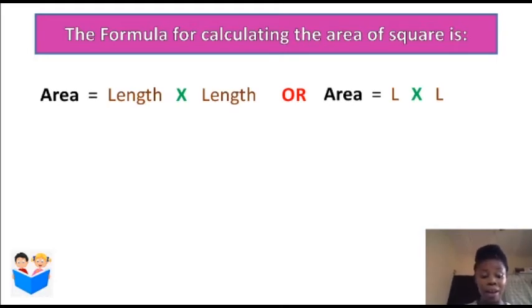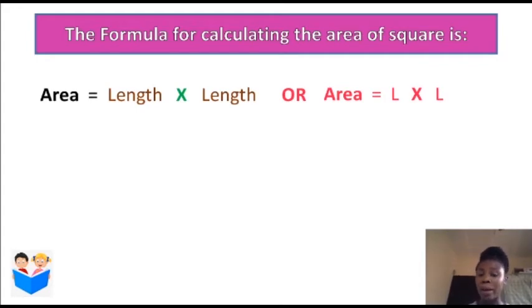So what is the formula again? Area equal to length times length, or area equal to L times L. The formula for calculating the area of a square is area equal to length times length.